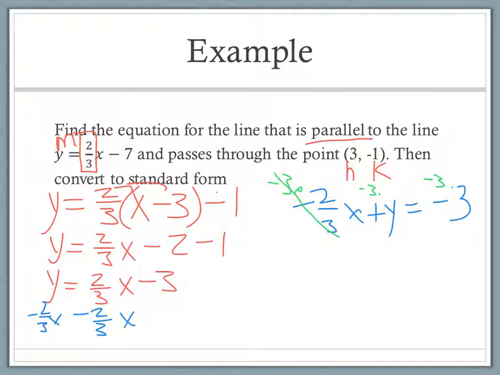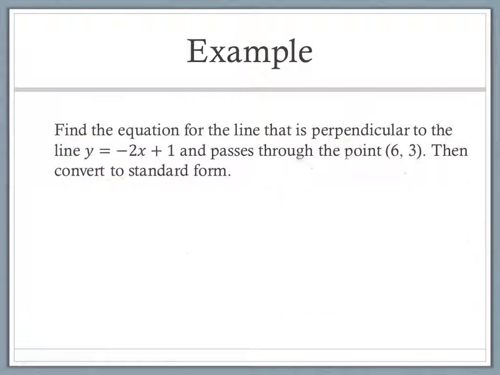So that cancels the negative and the 3, so I'm just left with 2x minus 3y. Negative 3 times negative 3 is positive 9. Okay? And that is my equation in standard form.